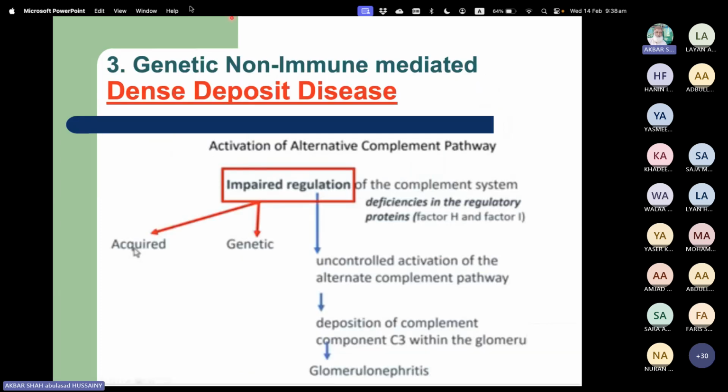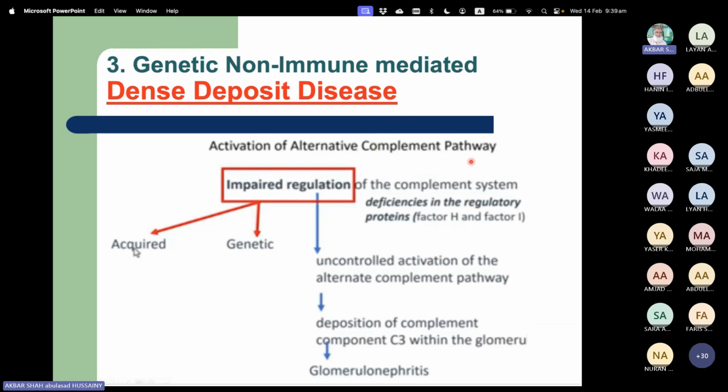Finally, the genetic type. It's a special disease called dense deposit disease. Dense deposit disease is a disease in which there's activation of the complement pathway. Again, I must tell you that coagulation activates by the intrinsic pathway and extrinsic pathway. Similarly, the complement activates by two pathways.